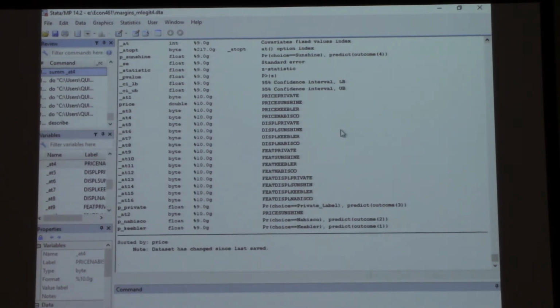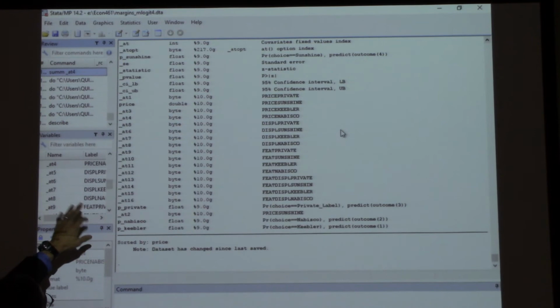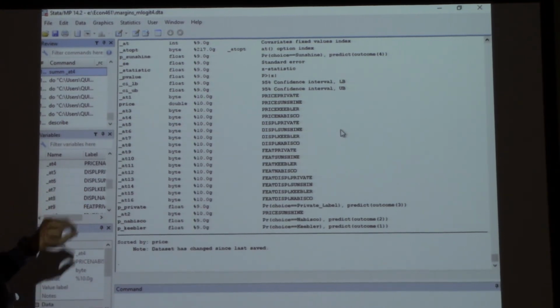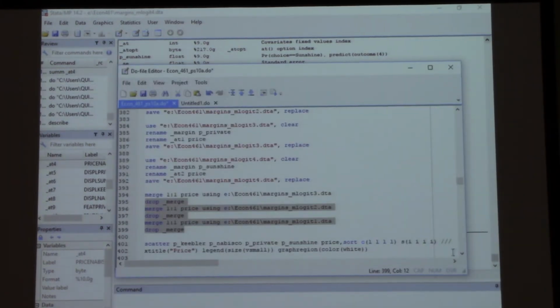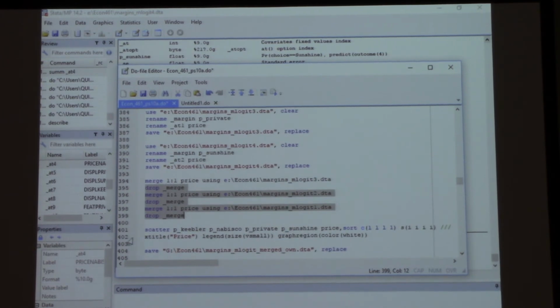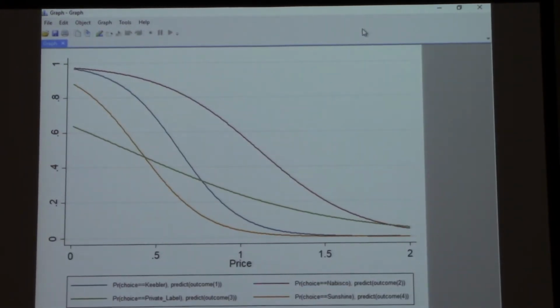So I want to look at this. I've got all my probabilities. I've got probability of Keebler, Nabisco, private, and where's Sunshine? Oh, Sunshine's up there. And I have one price because all 4 products were evaluated over the same price range. So now I can just do a scatter diagram. I don't have to use margins or marginsplot. I've already combined those results. So there we go.